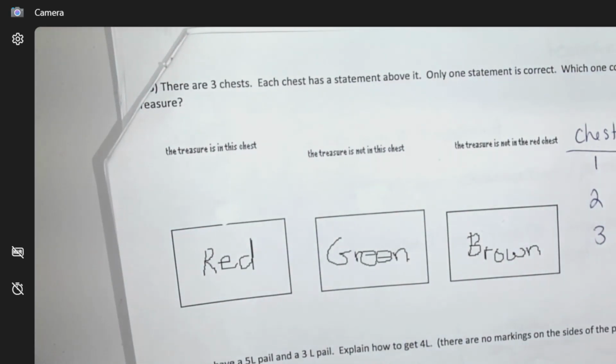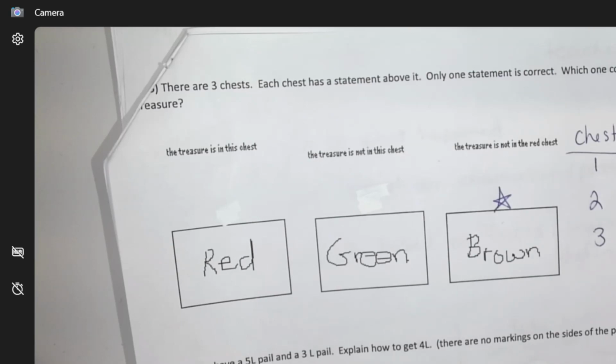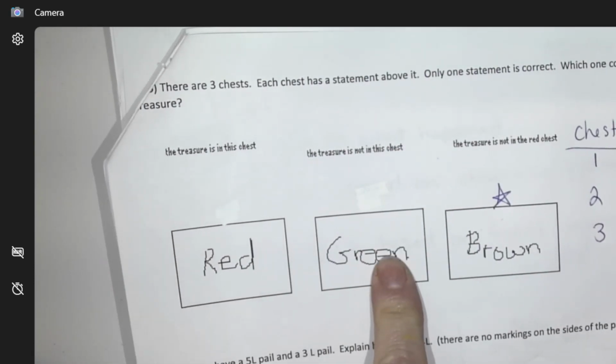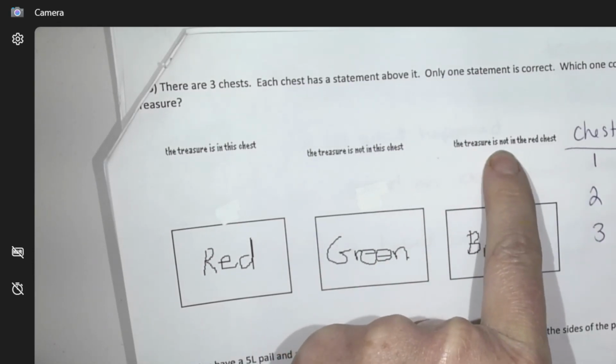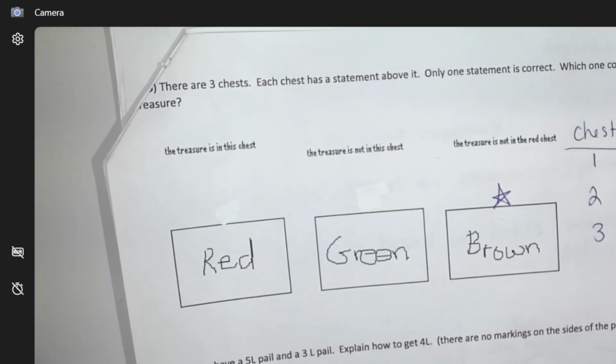Okay, now I'm going to take the treasure and put it inside the brown box. Okay, so what do the statements mean? The treasure's in this chest? Nope, false. The treasure's not in this one? True. The treasure is not in the red one? That's now true.